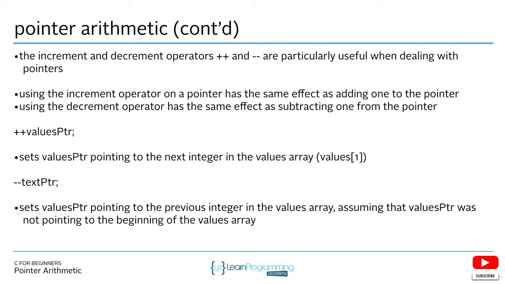Minus minus on values pointer is going to set the values pointer pointing to the previous integer in the values array. But you want to be careful when you do the minus minus because you want to make sure that you're at least in the array and you're not at 0. And the same goes for plus plus. If you're at the end of the array, you don't want to have any out of bounds errors. So make sure that values pointer, if you're decrementing it, was not pointing to the beginning of the values array initially.